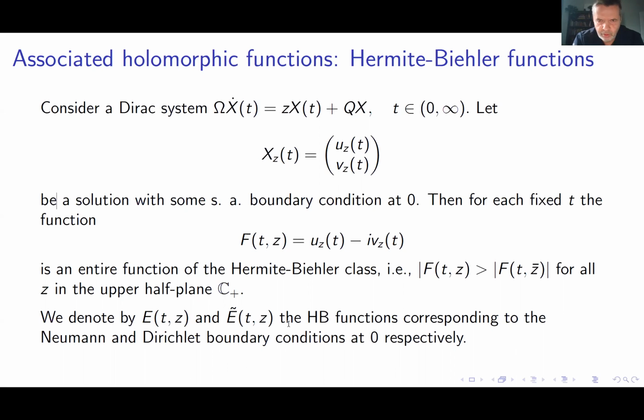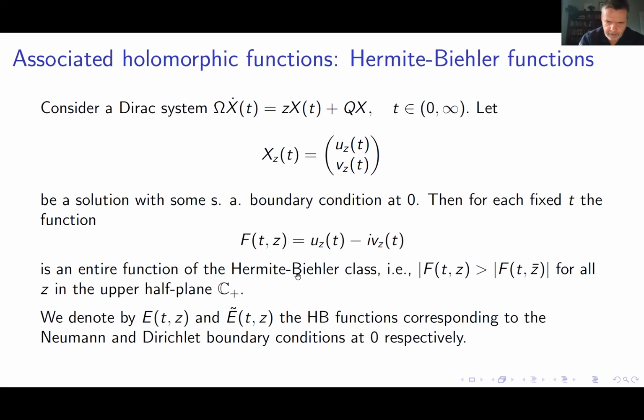So let's once more look at the Dirac system, and let's consider its solution X for some fixed self-adjoint boundary condition at the origin. And then, as we've discussed for a general canonical system, it's still true here, we can make an entire function out of the solution for each fixed t. And the function is defined like this. And it will always be an entire function of the Hermite-Biehler class, whose absolute values are bigger in the upper half plane than at the symmetric points in the lower half plane.